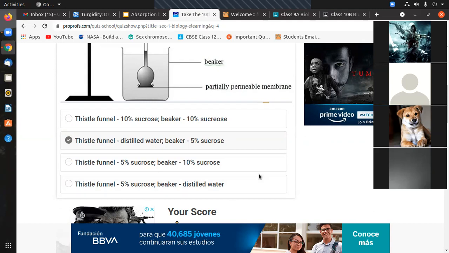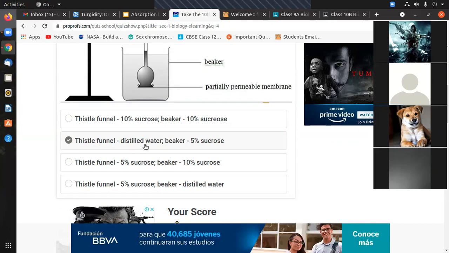Okay, so let me quickly say that and then we will stop after this, I guess. So let's say inside, if we put 10% of the sucrose in the thistle funnel, and the beaker also has 10% sucrose solution. In that case, there will be no movement. There is no chance that the water level increases, because both solutions have the same osmotic pressure, or in other words, they have the same tonicity, right? So there has to be no increase. So the first option is not true.